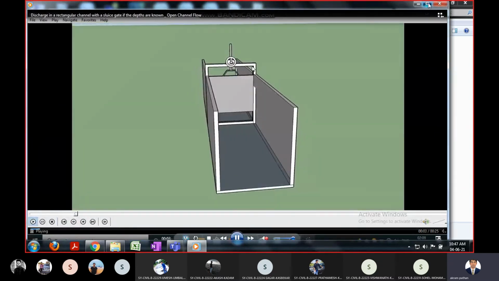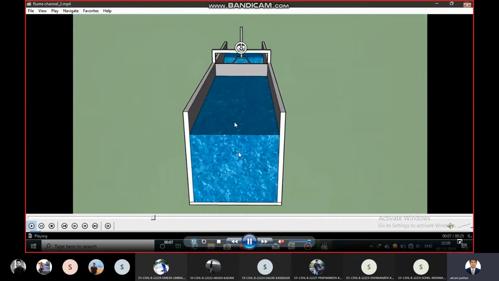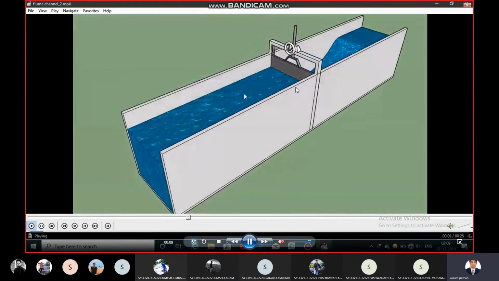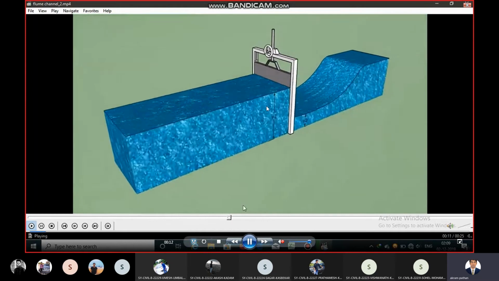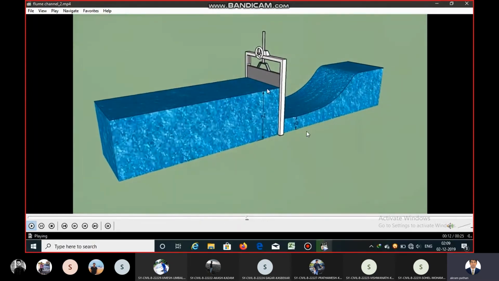So see here, we have the channel. This is a rectangular channel. Can you see the slide? Yes.